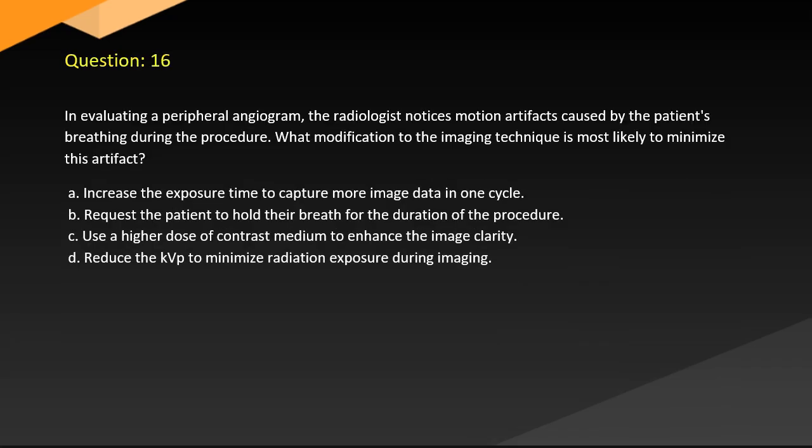Question 16. In evaluating a peripheral angiogram, the radiologist notices motion artifacts caused by the patient's breathing during the procedure. What modification to the imaging technique is most likely to minimize this artifact? A. Increase the exposure time to capture more image data in one cycle. B. Request the patient to hold their breath for the duration of the procedure. C. Use a higher dose of contrast medium to enhance the image clarity. D. Reduce the kVp to minimize radiation exposure during imaging.